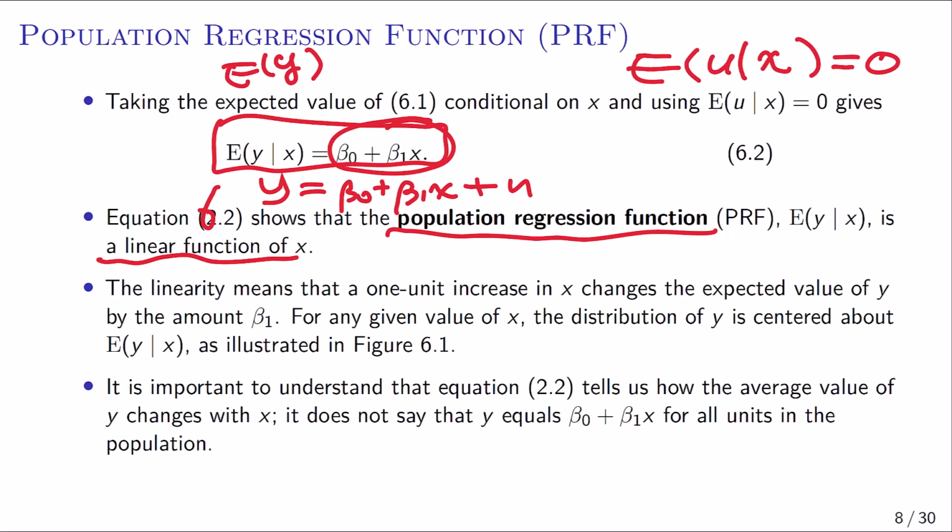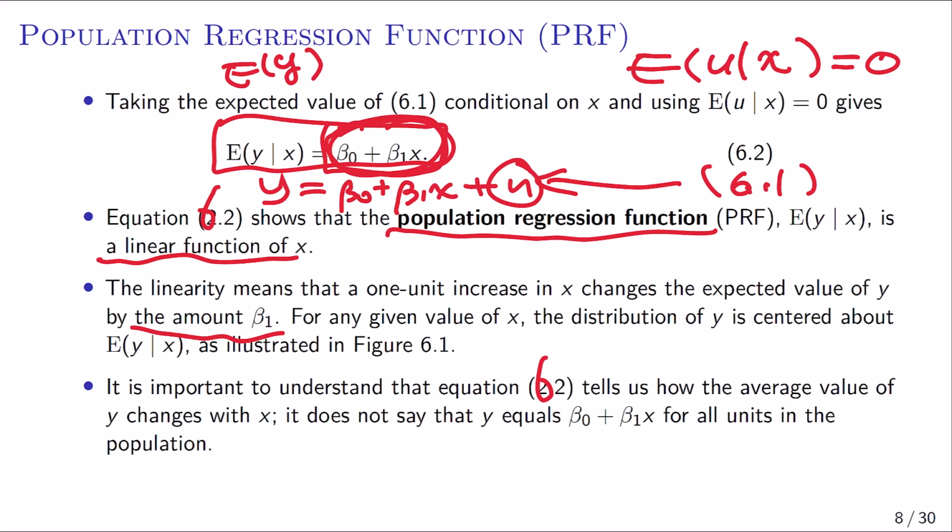Because for 6.1, we put it as assumption 1, right? Here it is not really a linear function in terms of x because the u is in it, right? But here, u is gone. The u term is gone. Only the x term is left, right? This clearly is a linear function of x. The linearity means that a 1 unit increase in x changes the expected value of y by the amount of beta 1. Okay, that's exactly the idea here.